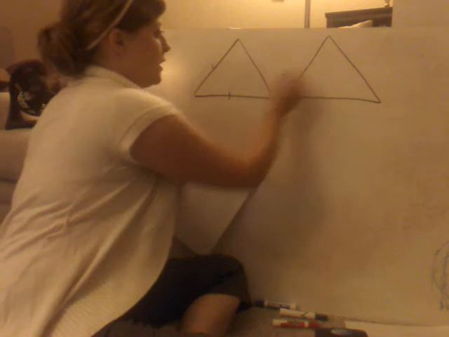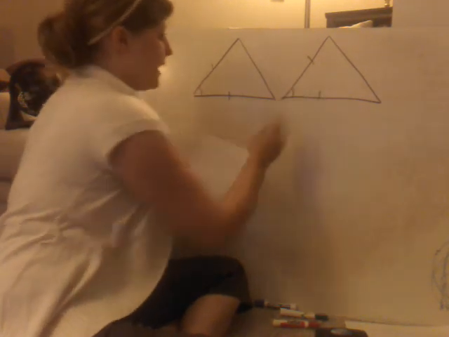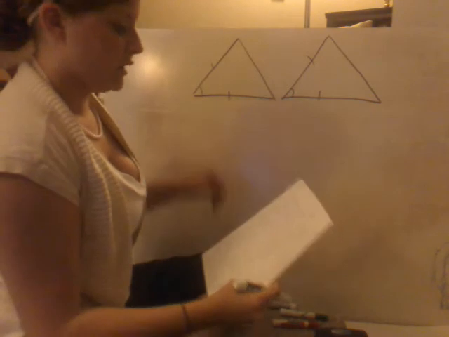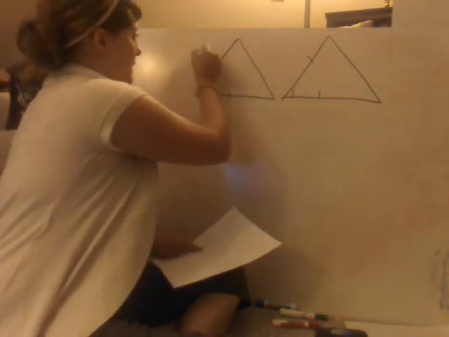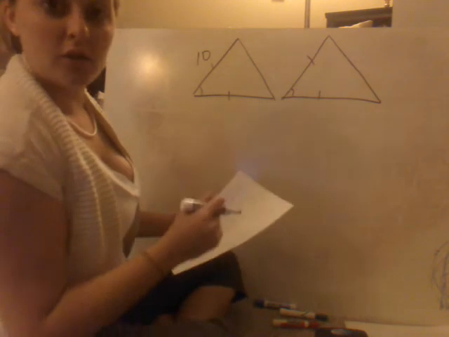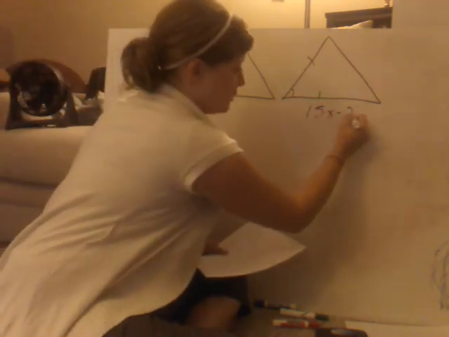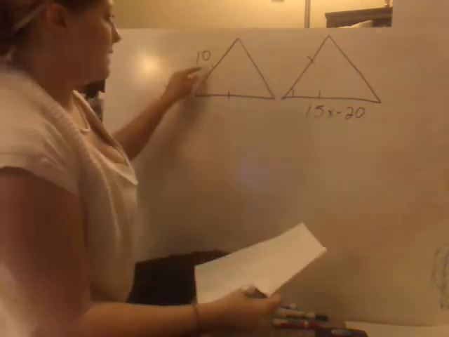I tell you that these sides are equal and these two angles are equal. I let you know this. I tell you that this side is 10, which means all sides are 10 because I'm telling you that all these sides are equal. I tell you that this side is 15x minus 20. Now this is going to be side angle side.